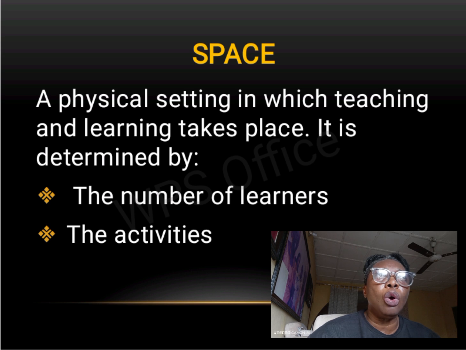The activities we do also determine the space. What activities are learners going to participate in? Those 5 learners, are they going to be playing football? Are they going to be doing gymnastics? If they're playing football, we can't keep them in a tiny class. We'll have to give them the appropriate space. If they're doing gymnastics, we have to give them appropriate space, irrespective of the number. So 2 things control our space: the number of people and the activities we carry out.